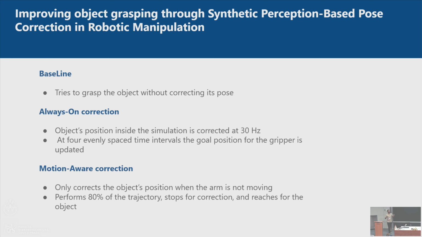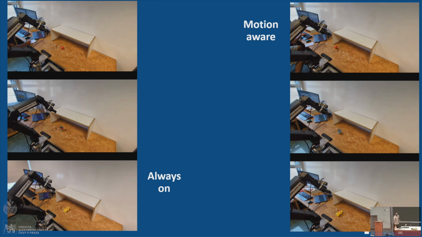And then on the other hand, we implemented a motion-aware correction, which means that the robot is going to perform the corrections only when it's not moving. So we also change the behavior of the reach, where we place the object in the simulation, and of course we perform this first correction, then we try to grasp it as it is, but we stop at 80%, this 80-20 split. So at 80% of the trajectory, it stops for a second, that triggers another correction, and then goes for the final reach. And I had to play these things.